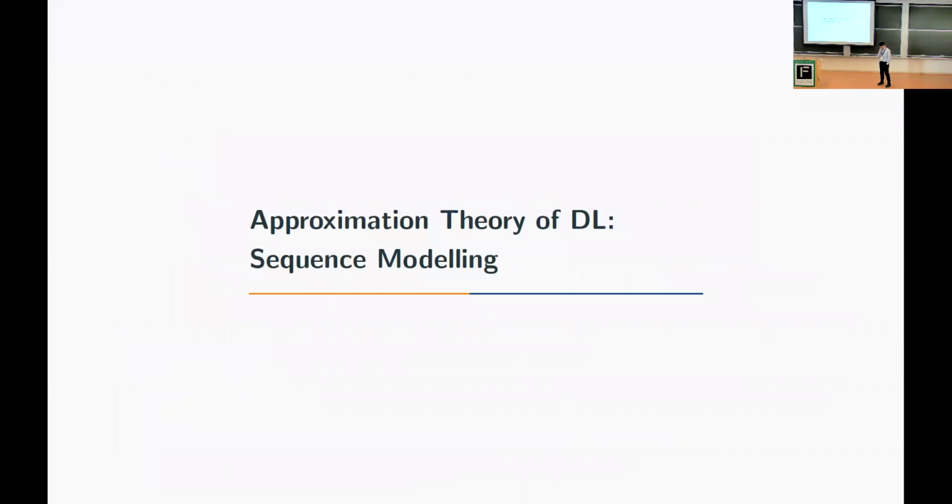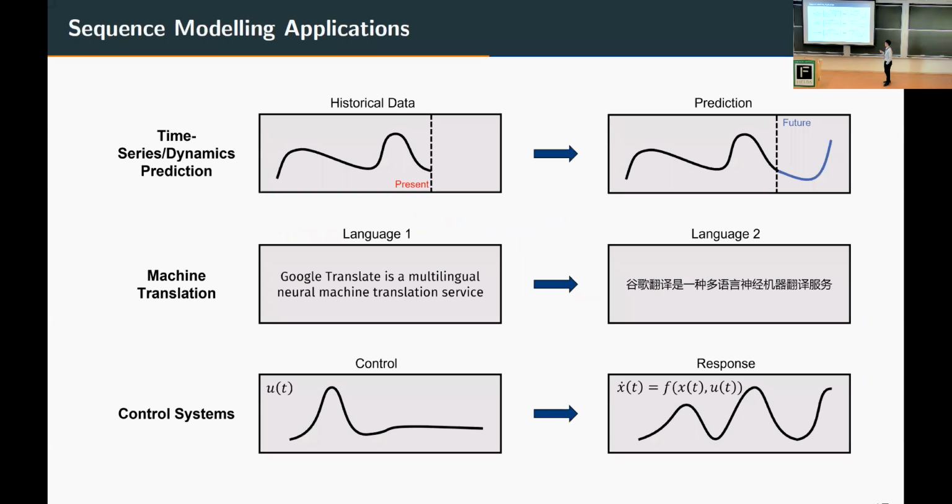Okay, so for the second part of my talk, I'm going to discuss the approximation theory of deep learning, but this time not just approximating functions, but approximating sequence-to-sequence relationships. So as we saw before, sequence-to-sequence relationships have a lot of applications involving, for example, time series prediction. We have heard a lot about climate weather prediction, so that's one example.